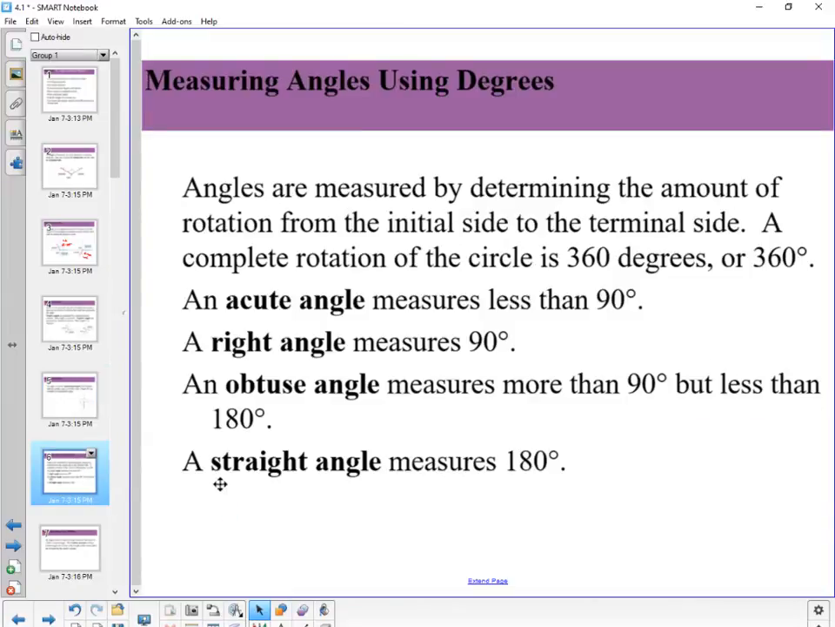All right, cool. Let's move on. Some of the other rules that you learned from geometry: acute angles measure less than 90. Right angles measure 90. Obtuse angles measure more than 90 but less than 180. And what we call a straight angle measures 180.